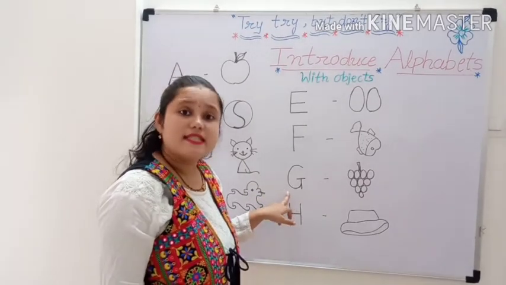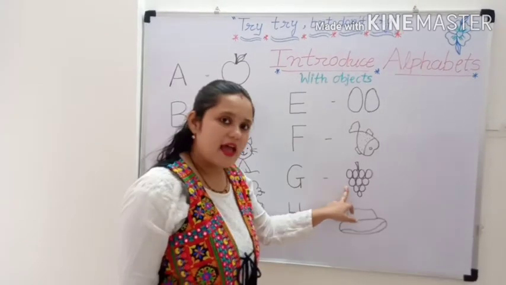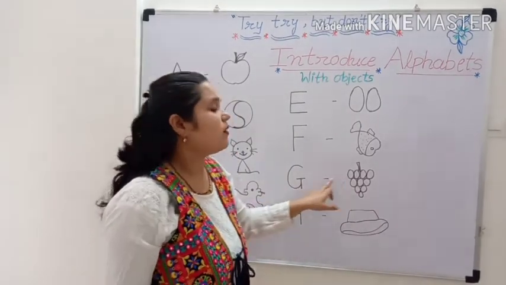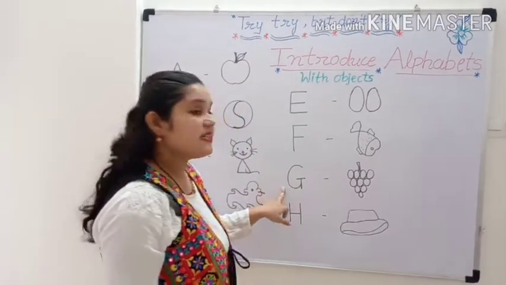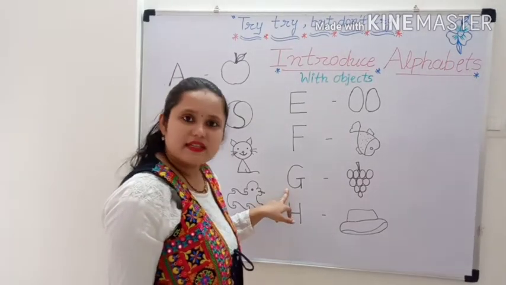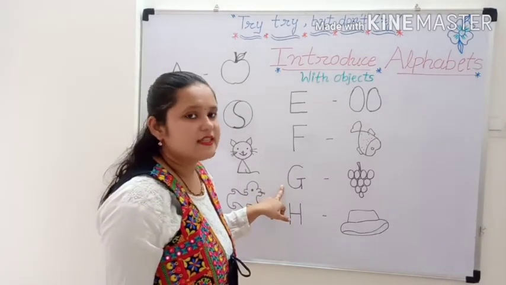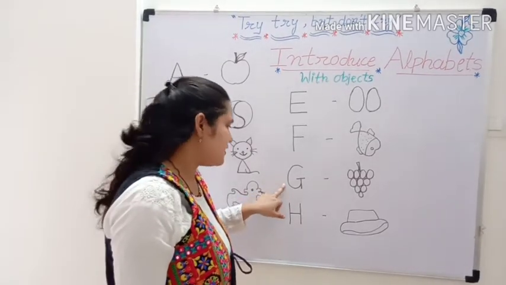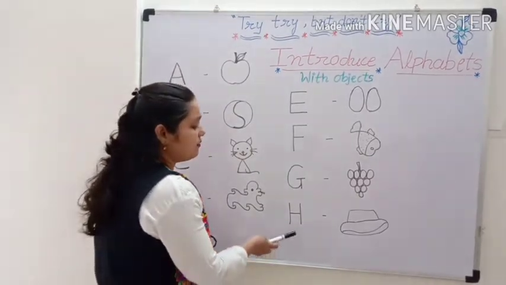This is letter G. G is for grapes. Which letter is this? G. Very good. Which letter is this? G. This is letter G. This is capital letter G. G is for grapes. Now next.